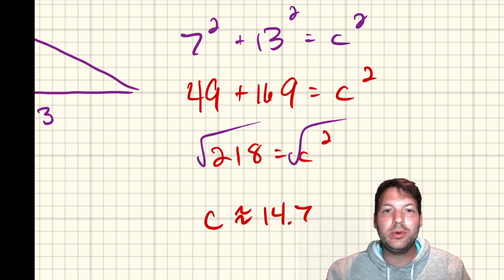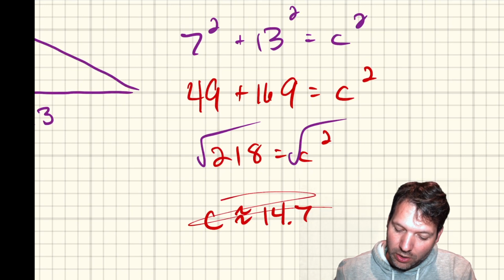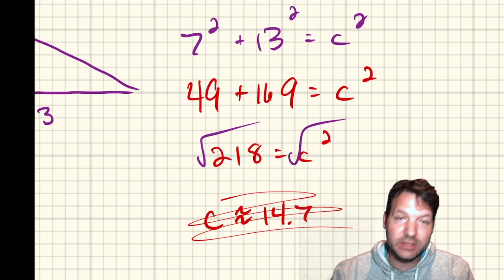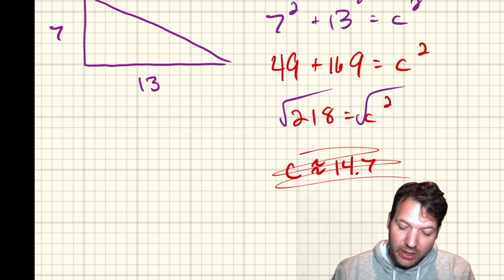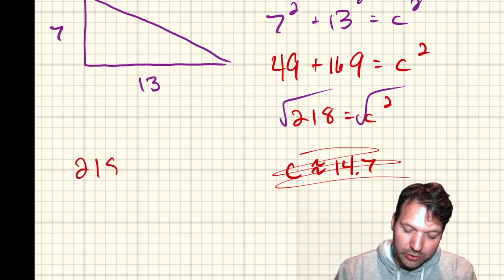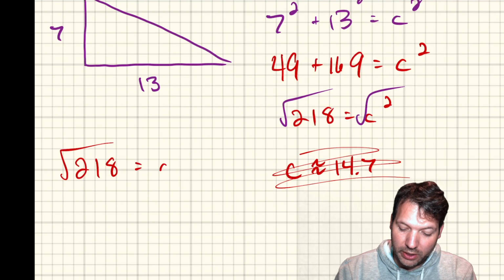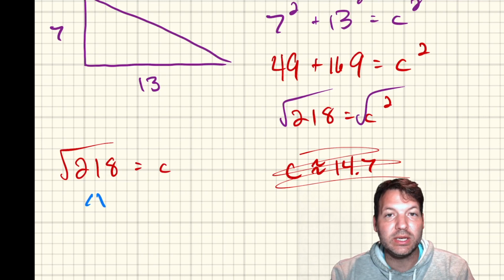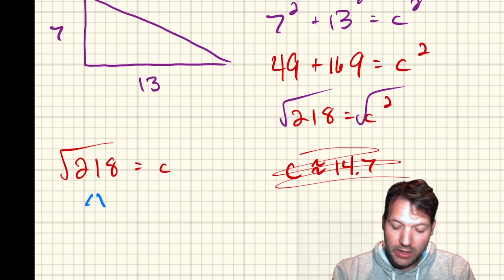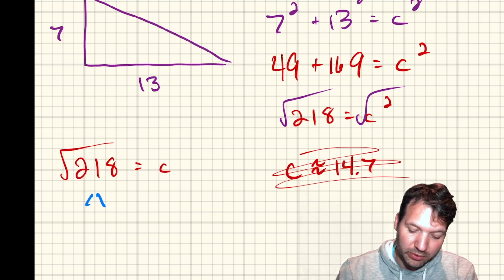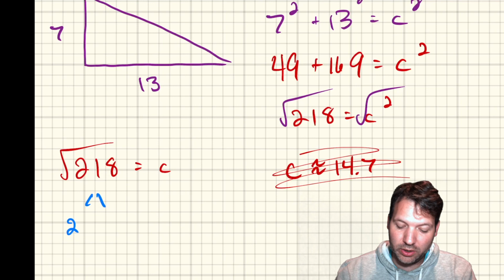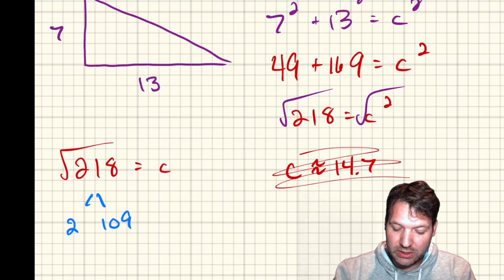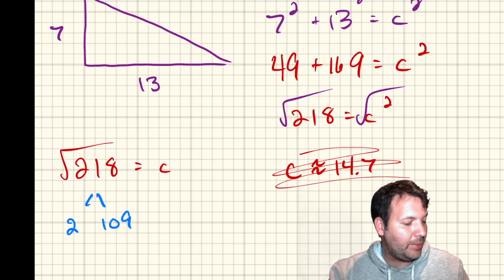14.7 is a pretty good approximation. But in this chapter, I want to try and do something a little bit different. I don't want to know that C is approximately 14.7, although that is true. Instead, I want you to take that root 218 and simplify it the way that we did in lesson 10-1. In this case, we might do our prime factorization. 2 obviously goes into this. It's 109 times.